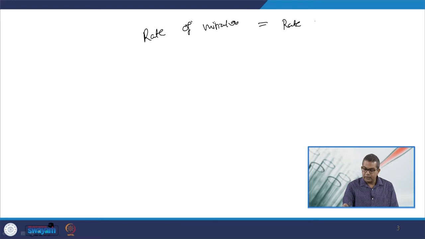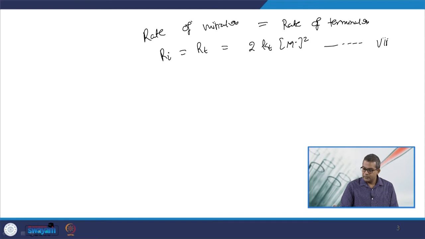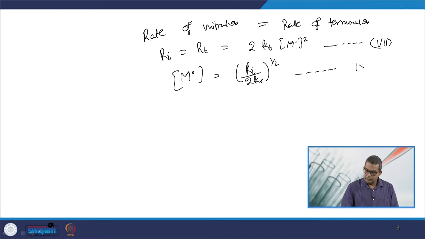Now let us have a look at this particular approach. The rate of initiation, let us assume, is equal to the rate of termination. So Ri is equal to Rt, or 2Kt times M dot squared. This may be represented as equation number 8, or M dot is equal to the expression in equation 9. Now we may put equation 9 in equation number 8.